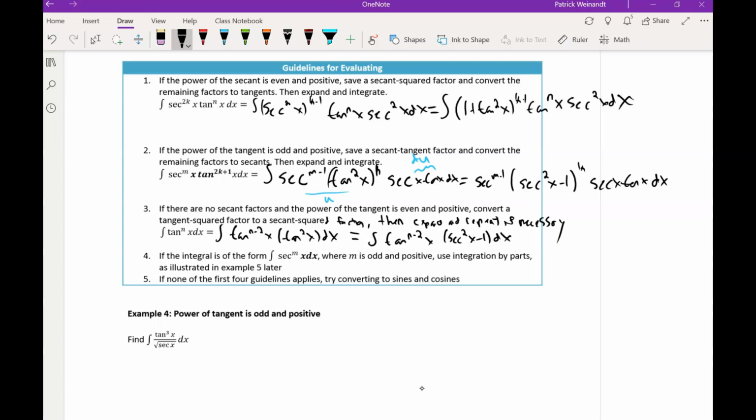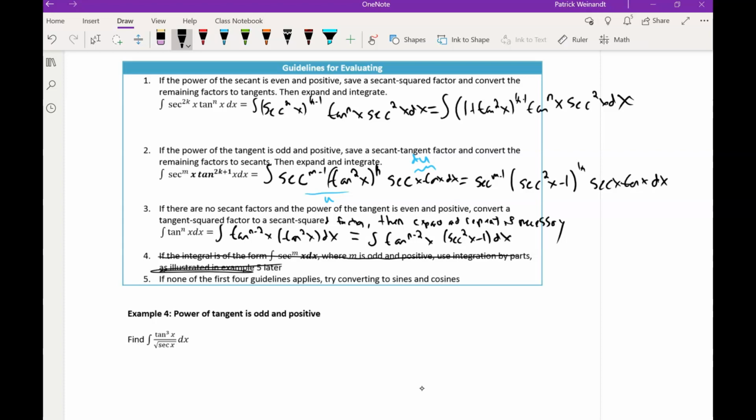All right, example 4: if the integral is in the form secant to the mx dx, where m is odd and positive, use integration by parts. We cannot do that. We have not learned integration by parts. That is Calculus BC, so we'll ignore that for now. If none of these first three guidelines apply, we can always try converting to sines and cosines, and then using some anti-differentiation techniques we've learned.